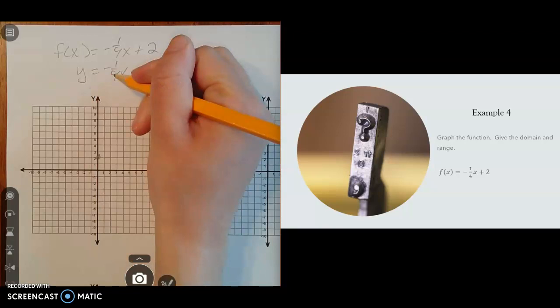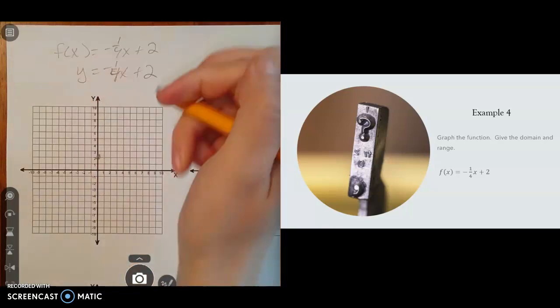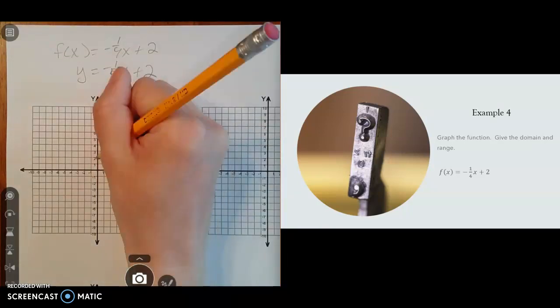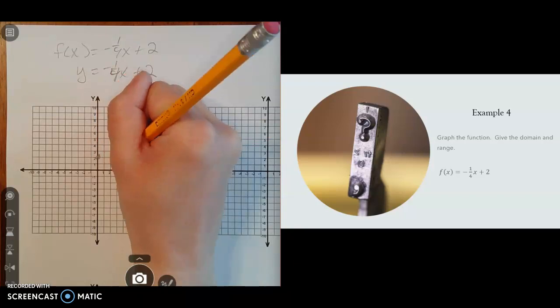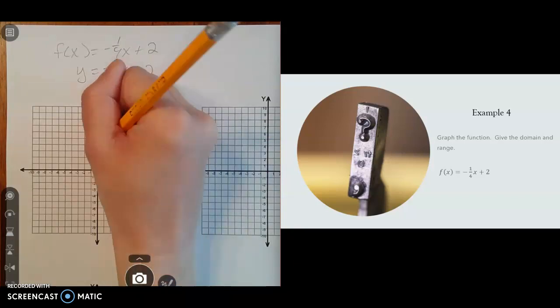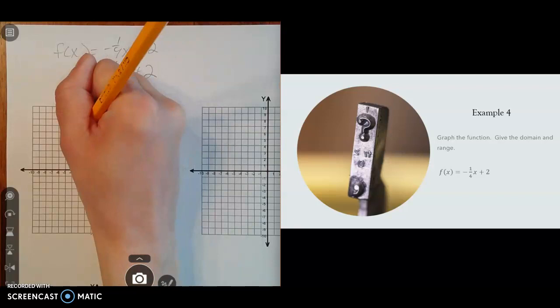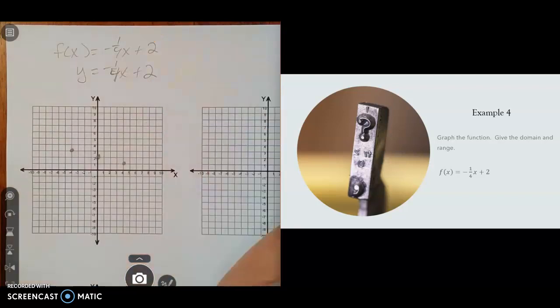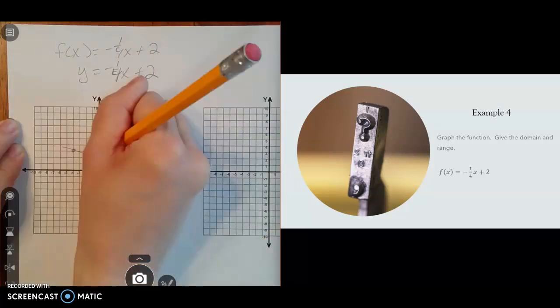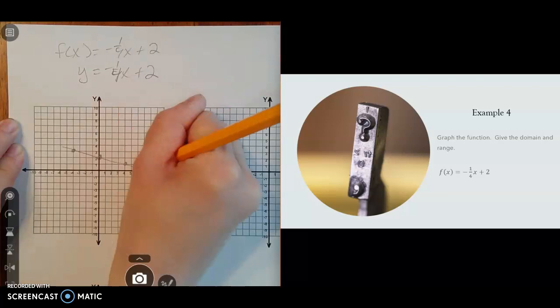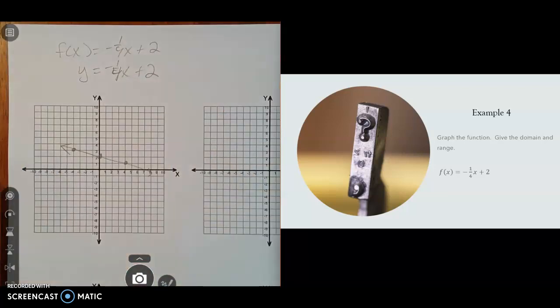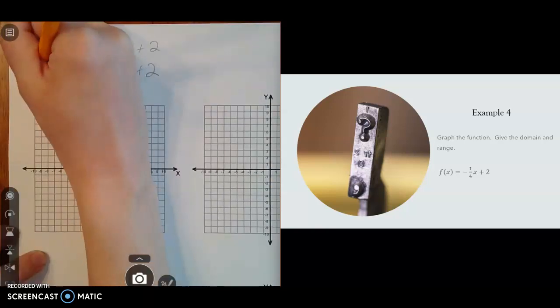My slope is negative 1/4. So that means that to get more points, I can go down 1 and right 4, or I could go up 1 and left 4. Doesn't really matter. And I'll connect my dots to form a line. Okay, so I already have my line made. And see, we have to give domain and range. Those won't be too bad.